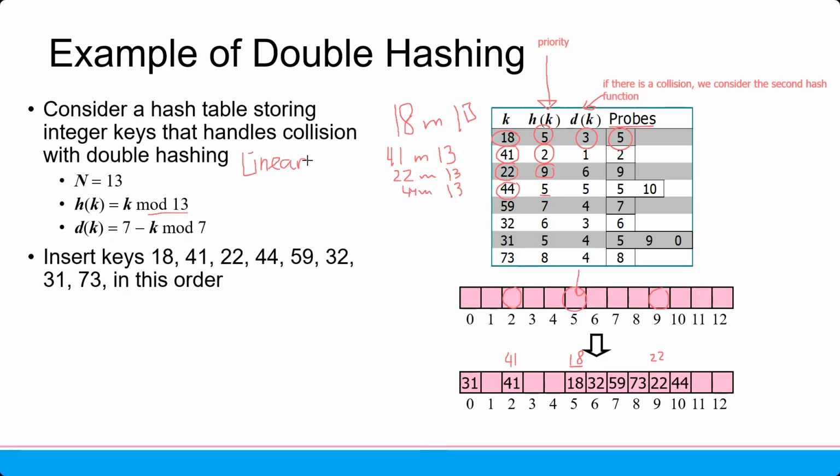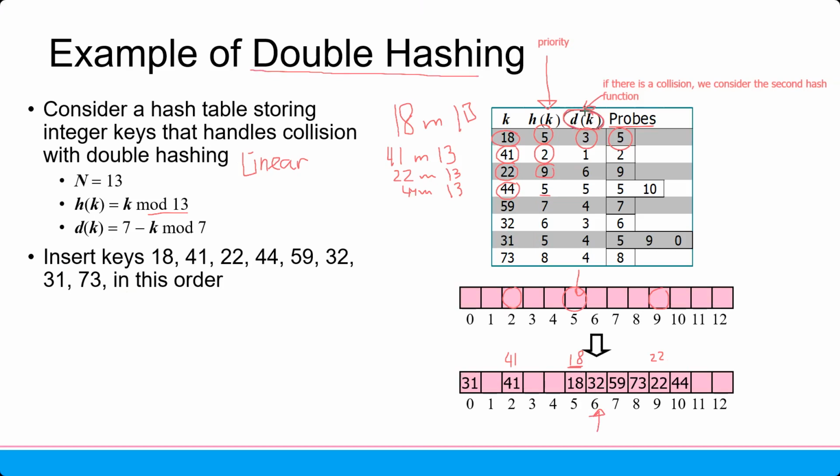On Monday, we learned linear probing. For linear probing, if the cell is not empty, we go to the next empty cell. But for double hashing, we need to check the second function.